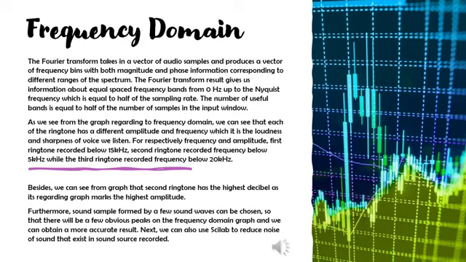In a nutshell, we should find other sound samples if we want to get a more varied frequency domain. This can help us obtain more accurate and diverse results. Also, we can use MATLAB to reduce noise in the recorded sound source.